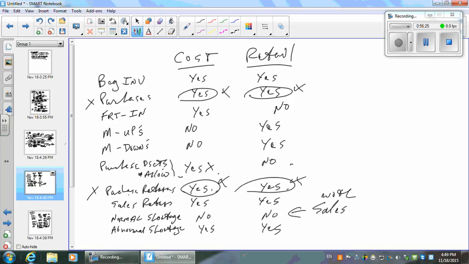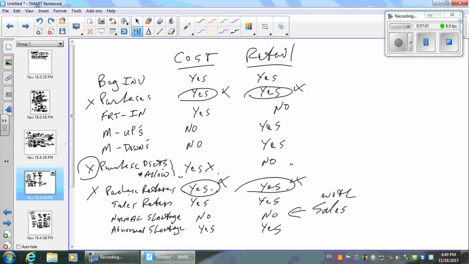Why is that not true on the discounts and allowances here? Why is that different? Because you don't change your retail sales price. You don't change how much is available, you just change what it cost you. It's the physical flow of the goods. If I return the goods, I no longer have them available to sell, so it affects both the cost and the retail. If I just get a price reduction, which is the discount or the allowance, it only affects my cost. I still have them available to sell.